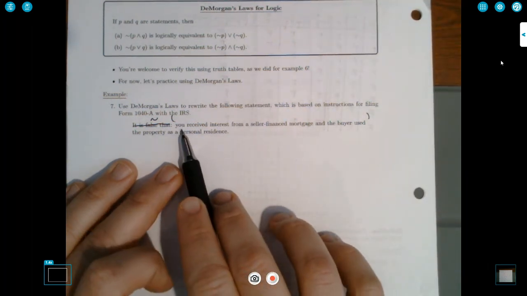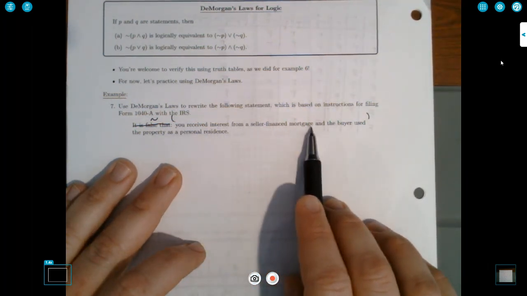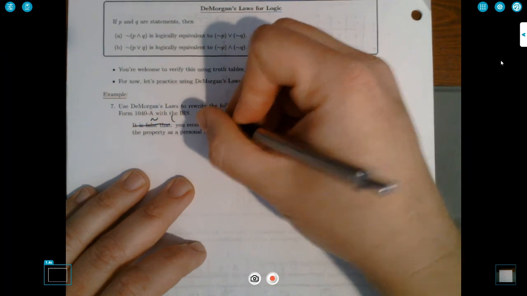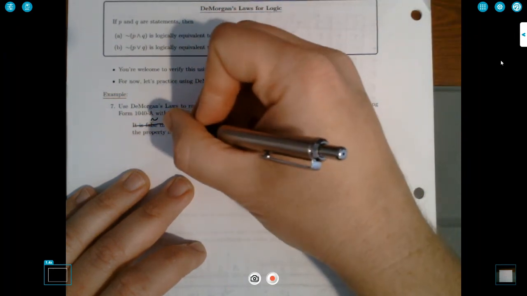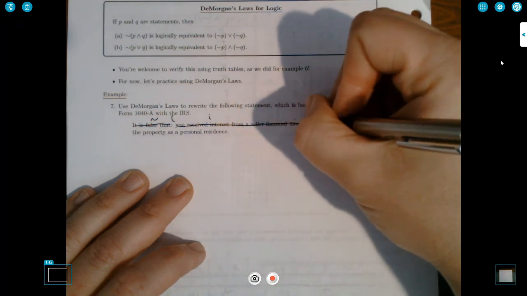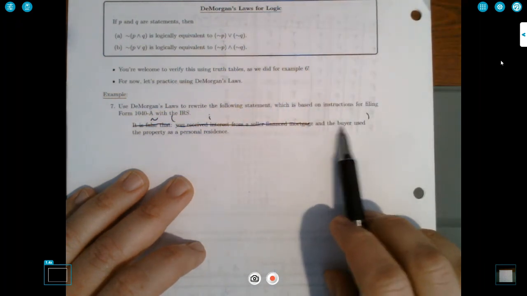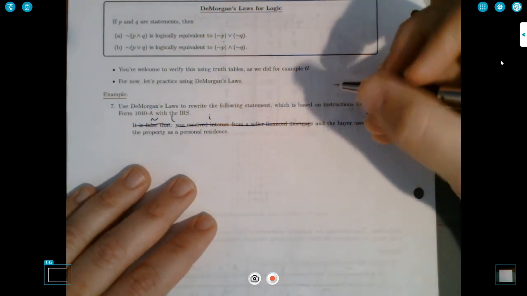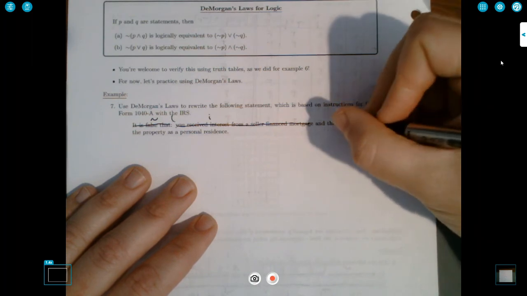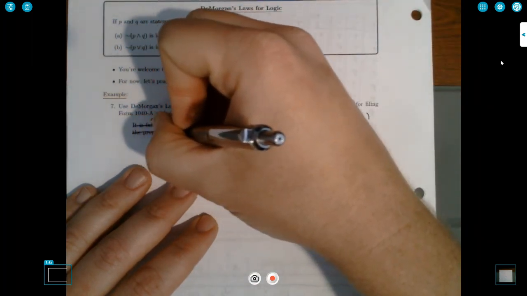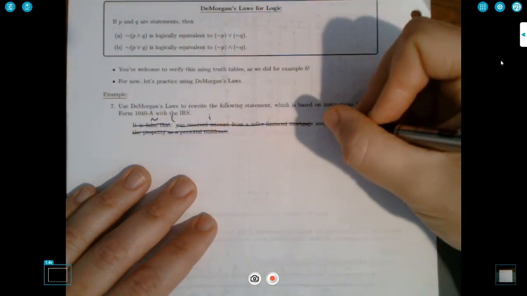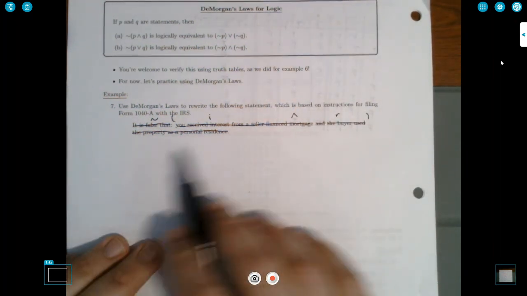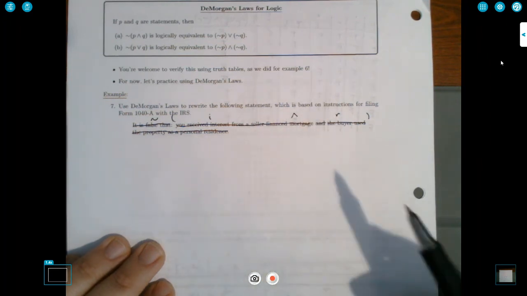Well, that statement is a compound statement. It says, you received interest from a seller-financed mortgage. I'm just going to call that I for interest. The second simple statement is, the buyer used the property as a personal residence. So I'm going to call that R for residence. And then the and, well, that's a conjunction. All right, so this statement is not (I and R).